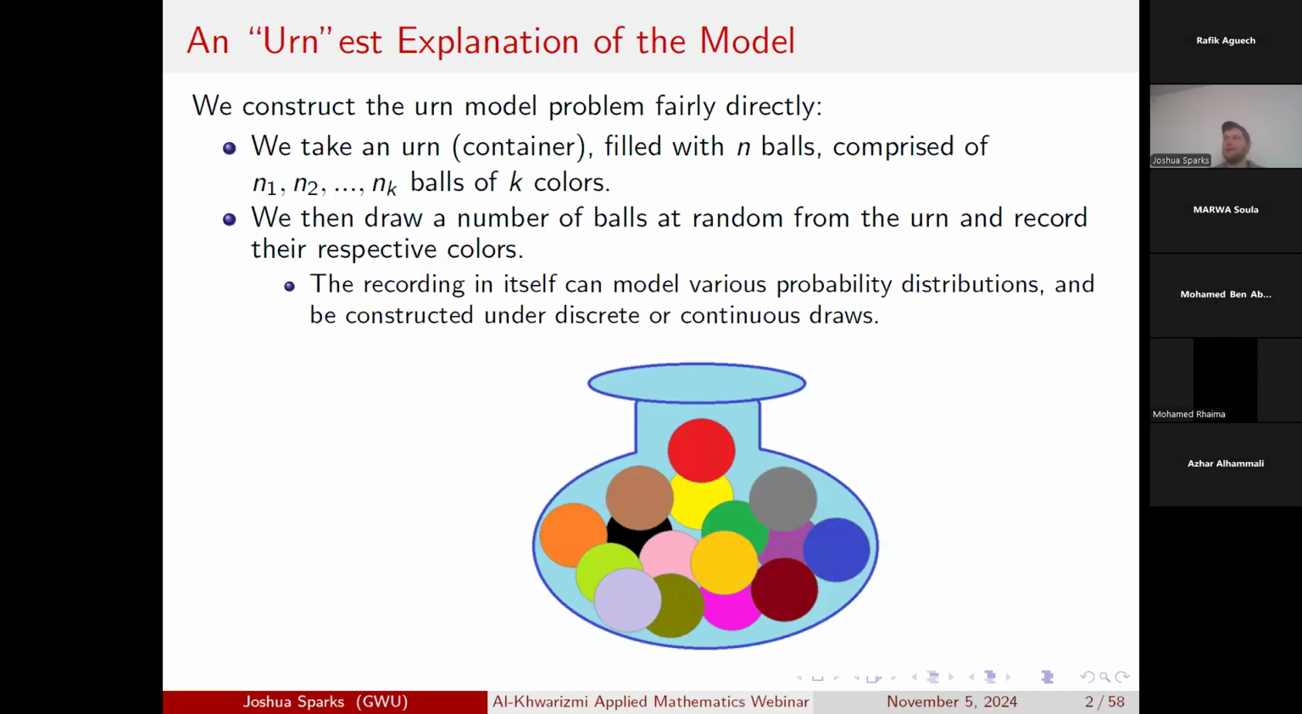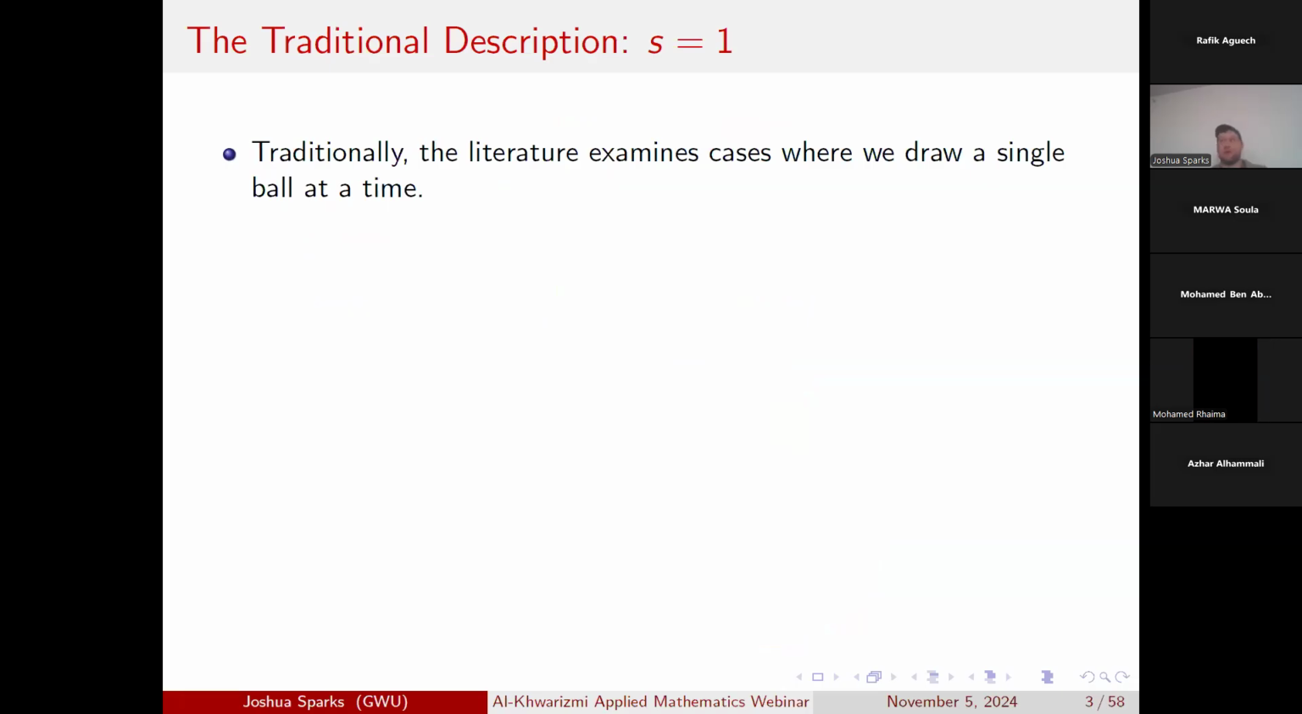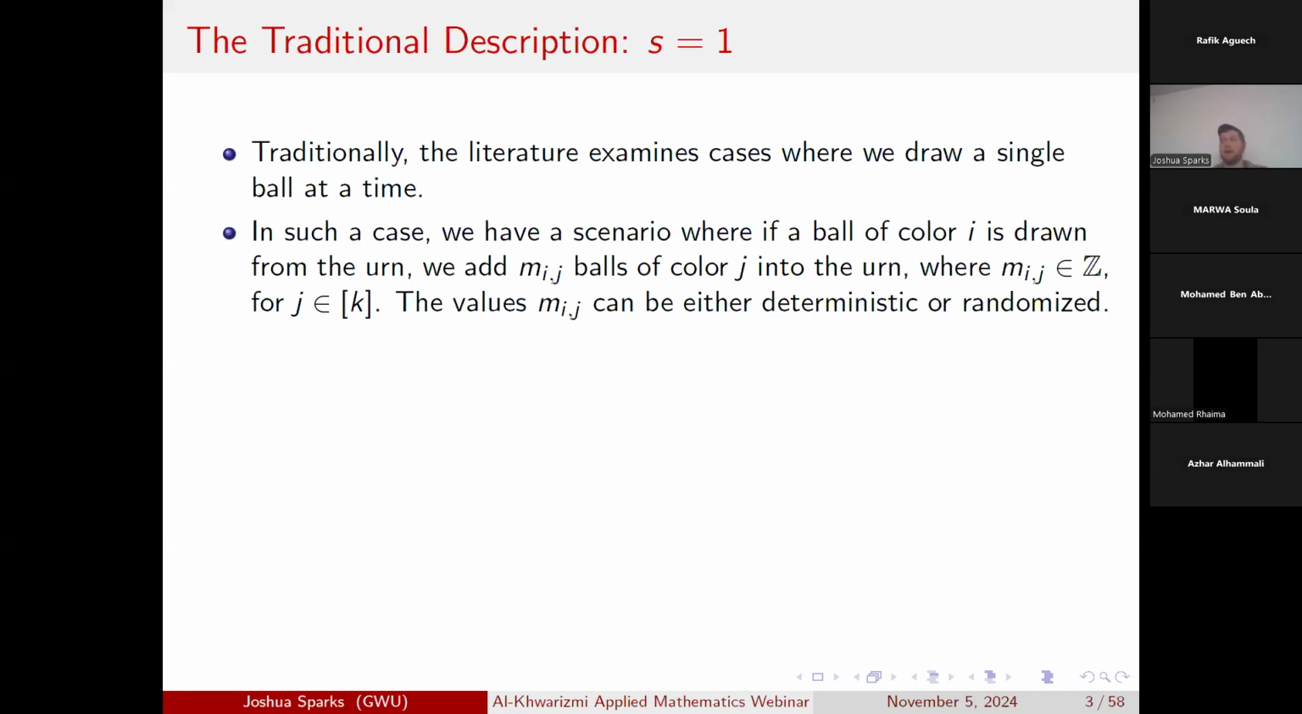Thank you. A traditional description has often examined the idea where you draw a single ball at a time. In such a case, if a ball of color i is drawn from our urn, we'll add m sub ij balls of color j into the urn, where m sub ij is an integer for j from 1 to k. The values m sub ij could be either deterministic or randomized. So the number of balls being added into the urn, or taken away if it's negative, can be either a deterministic component or a randomized variable.